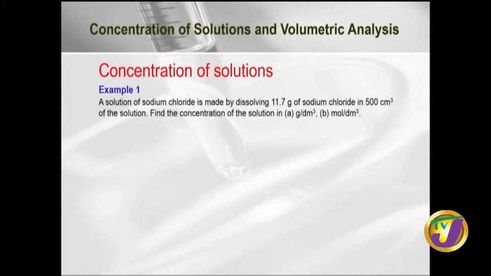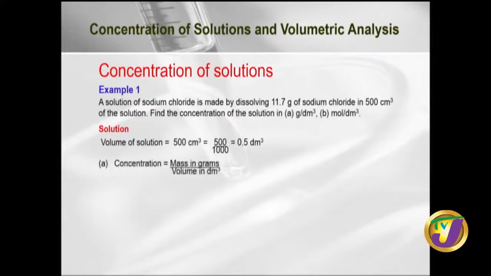What is the first thing that we do? We notice that we have volume and we have mass. The question is asking us for gram per dm cube. Now we have cm cube. How do we convert from cm cube to dm cube? That's right. We divide by 1,000. So our 500, which is our volume, we divide it by 1,000, and there we have 0.5 dm cube.